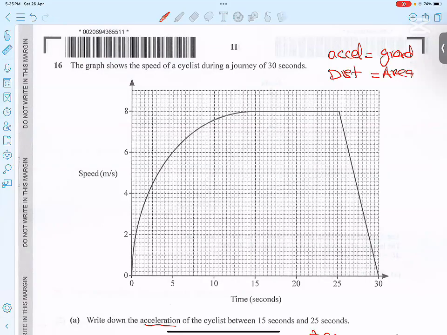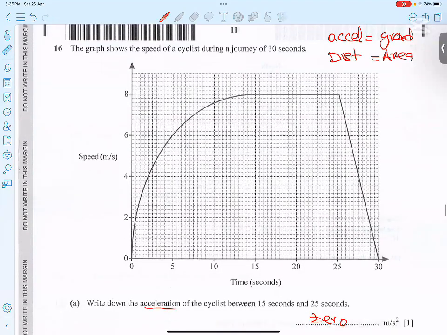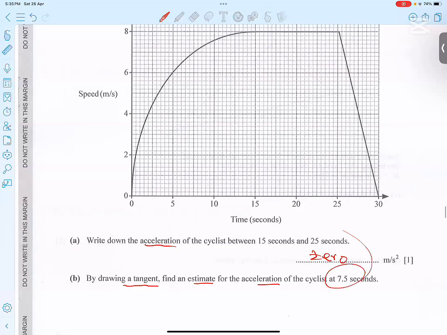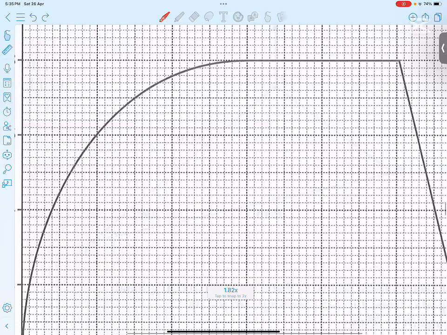So he's asking at what point, 7.5. 7.5 is here. Go up and check the point. So this is 7.5. I will take a ruler and I will draw a tangent, and a tangent in such a way that it just touches and goes.